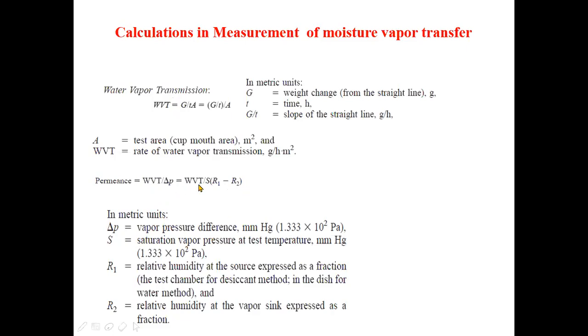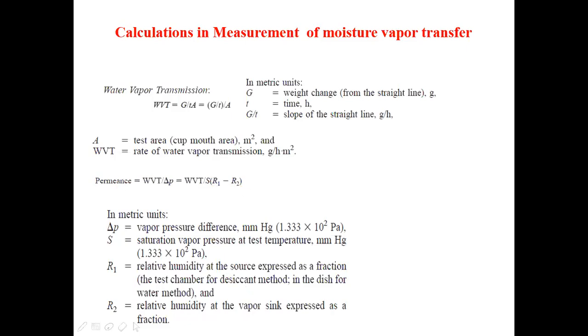What is S? S is the saturation water vapor pressure. R1 is the relative humidity at the source expressed as a fraction. That means the test chamber for the desiccant method and the dish for the water method. And R2 is the relative humidity at the vapor sink expressed as a fraction. So if you want to measure the permeance, it should be measured WVT divided by S into R1 minus R2.